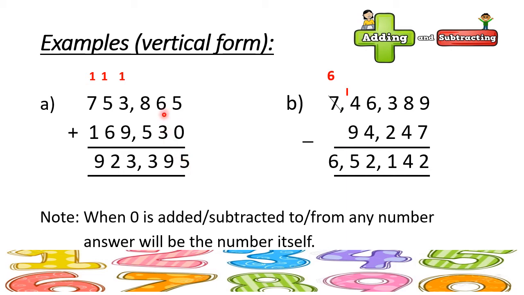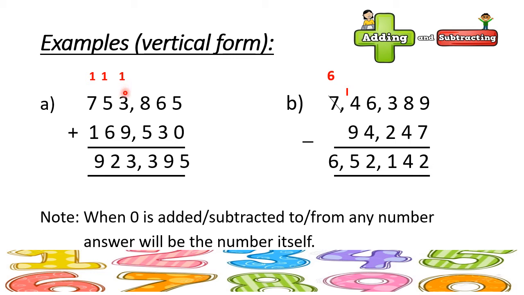In the tens column, we have 6 and 3. 6 plus 3 is equal to 9. In the hundreds column, we have 8 and 5. So 8 plus 5 is equal to 13. From 13, we will write 3 here, and 1 will be the carry.